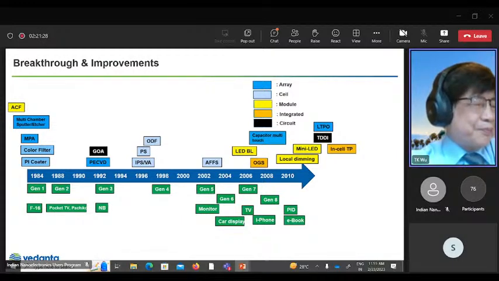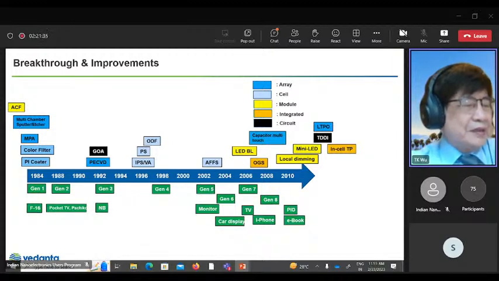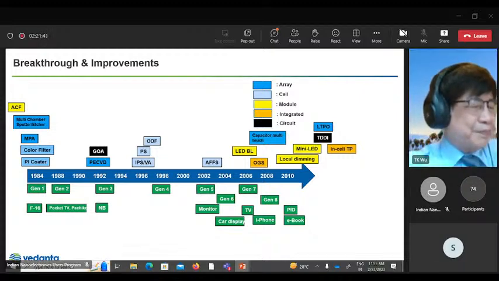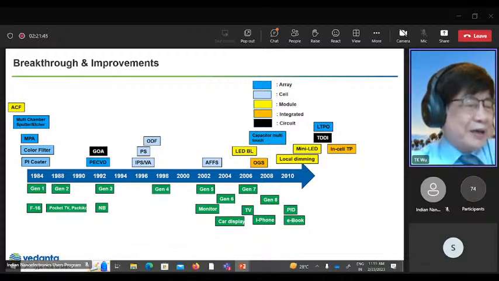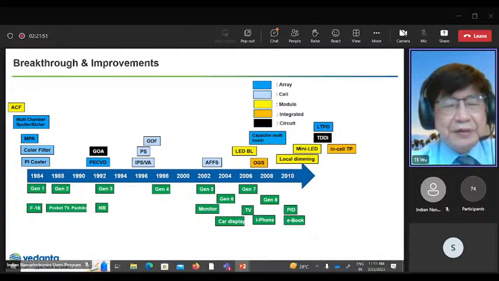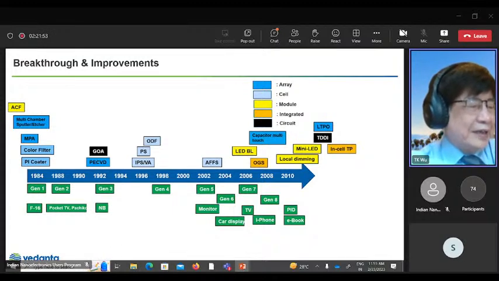And also one drop filling, we call ODF, solved the liquid crystal filling issue for panel sizes over 10 inch. And the wide viewing angle liquid crystal technologies, we call IPS and VA, were developed in the late 1990s and paved the way to LCTV.